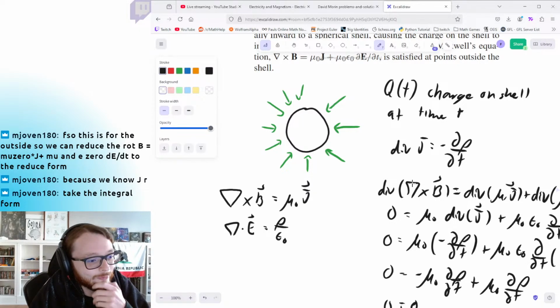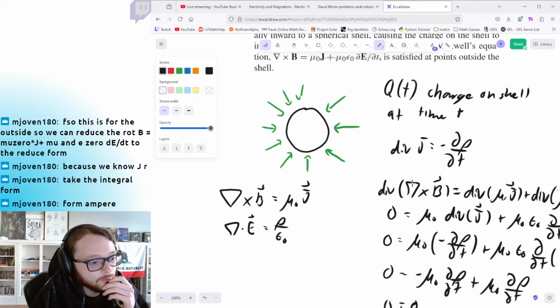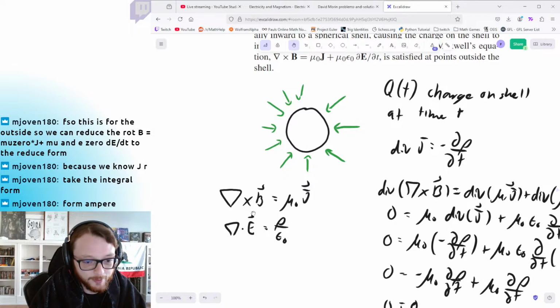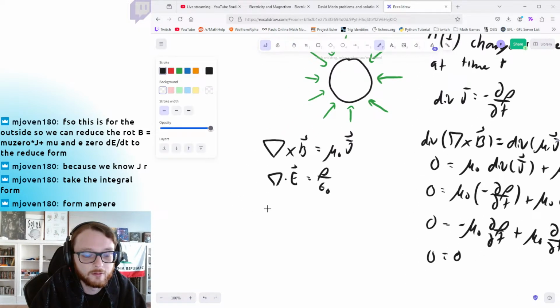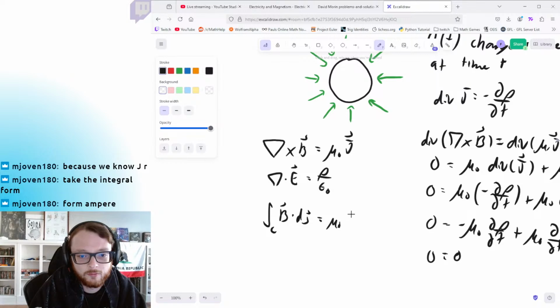It's for the outside, so it can be curl B equals mu naught J plus mu naught epsilon naught dE/dt. Integral form for Ampere. Let's see if I can do this off my head. Is it mu naught J still? No way, right?